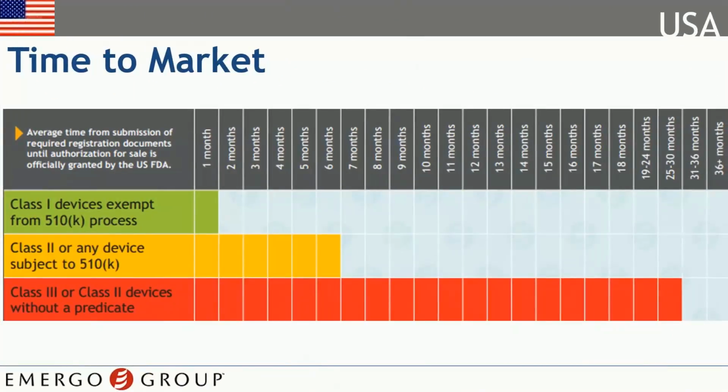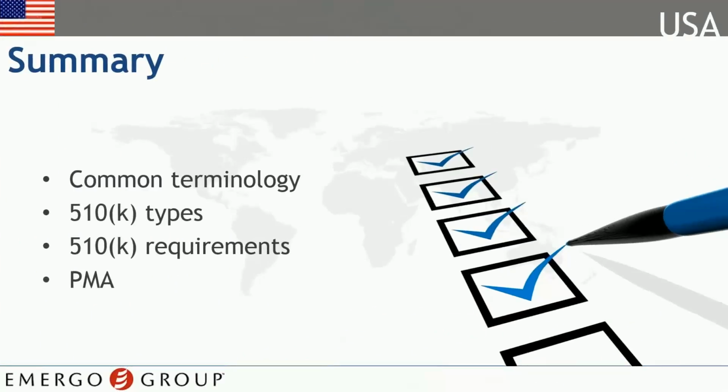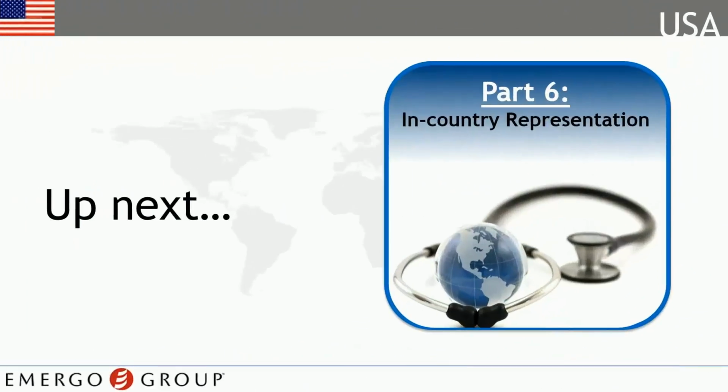To give you an idea of how long it takes to get your device to market, take a look at this chart. As you can plainly see, Class 3 devices can take up to 2 years and longer, whereas Class 1 and 2 devices require a fraction of that time. In this section, we cover terminology associated with 510K submissions and the 510K variations. We also looked at each of their requirements and ended with a glimpse at what a PMA entails. The next section takes a look at in-country representation.